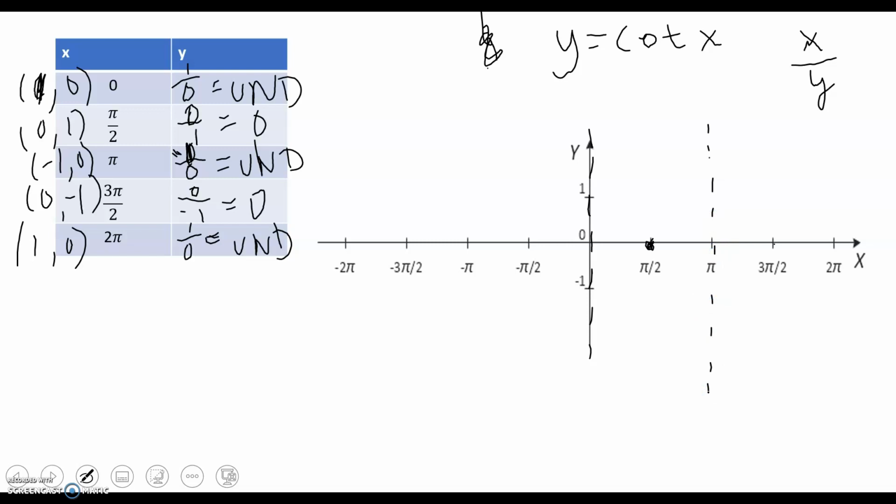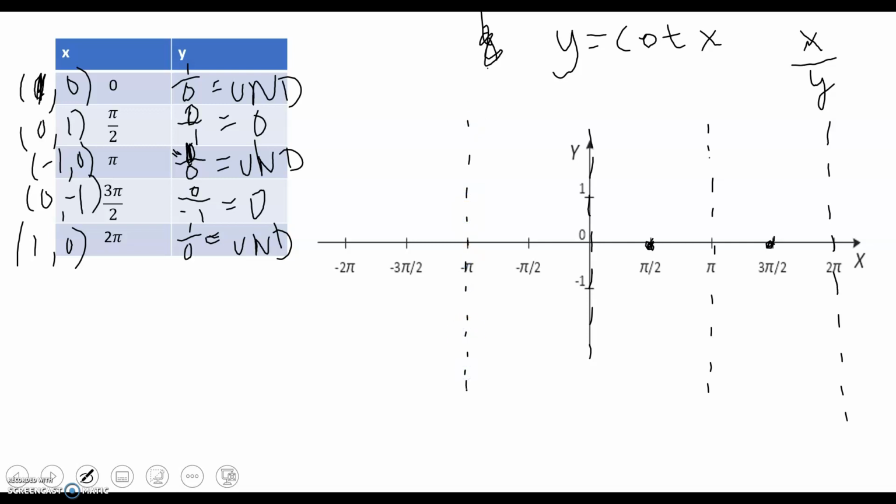3 pi over 2 is 0, so we will have a point there. And 2 pi is another asymptote. So now this time you have asymptotes at 0 and pi. So you have asymptotes at every integer of pi. So 1 pi, 2 pi, 3 pi, -1 pi, -2 pi. So if we were to go backwards, we would have another asymptote here, if you see the pattern.